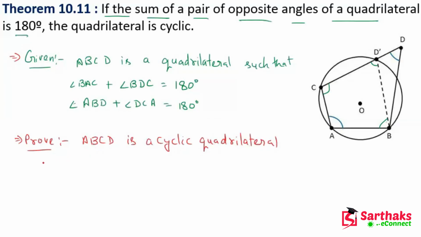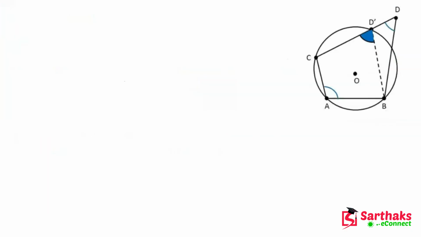Okay, my dear friends, so here is the proof of this theorem. We know that A, B and C, these 3 points are non-collinear, and we know that one circle passes through 3 non-collinear points. Now let us draw a circle.